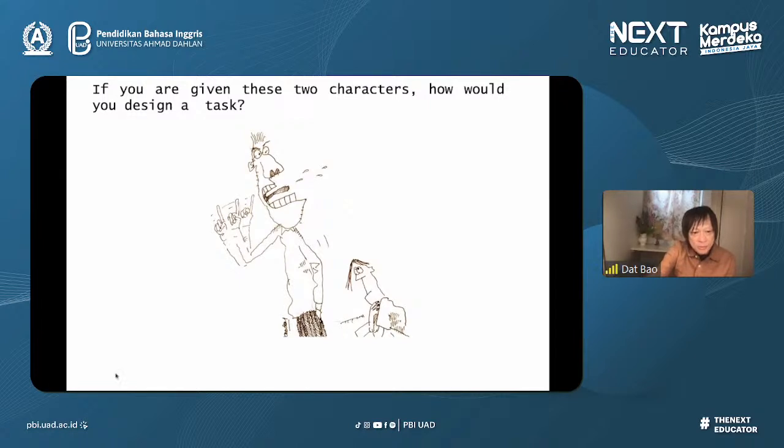I think this doesn't move much. Let me see. Yeah.